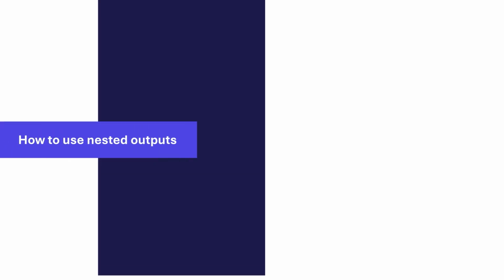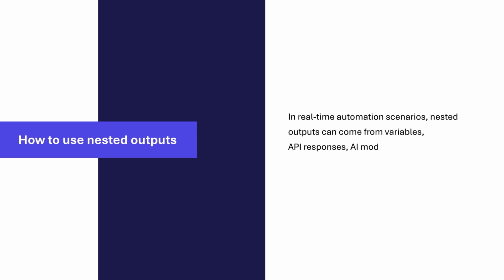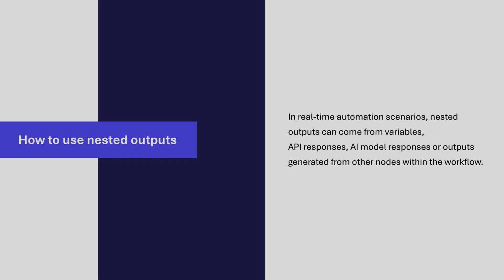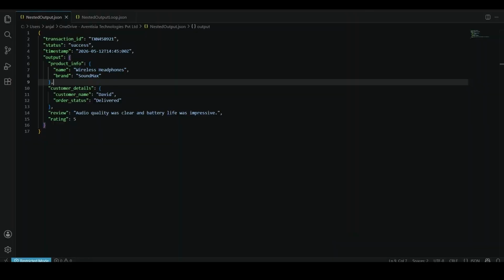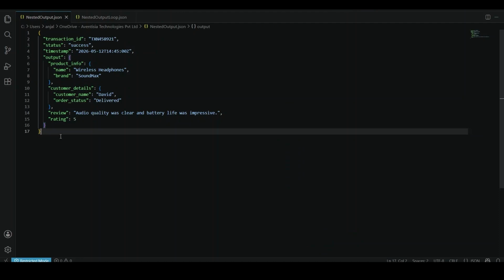Welcome to this training module on how to use nested output in Worc. In real-time automation scenarios, nested outputs can come from variables, API responses, AI model responses, or outputs generated from other nodes within the workflow. For this training, we will use JSON files as the source of the nested output so that we can clearly understand how nested data can be accessed and processed inside Worc.